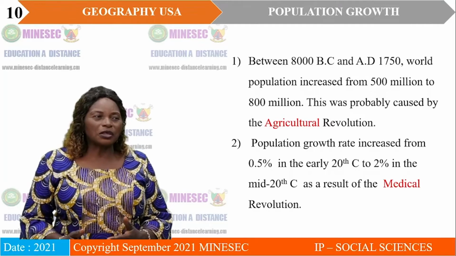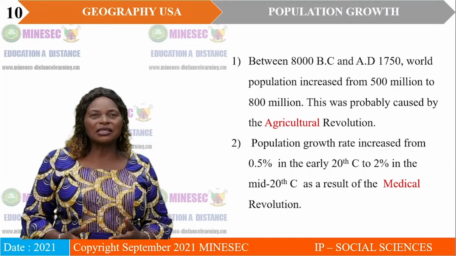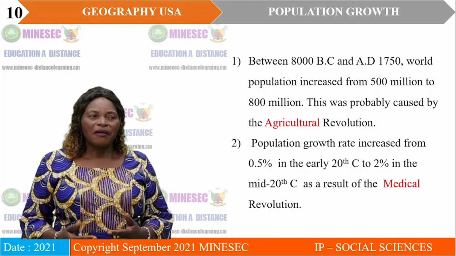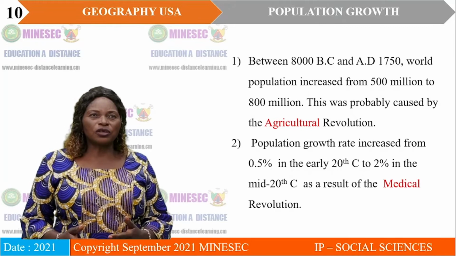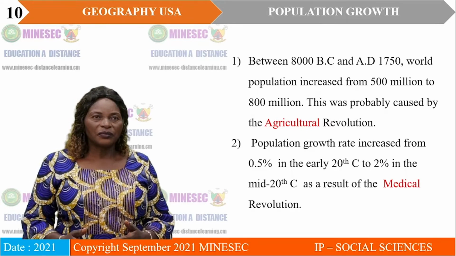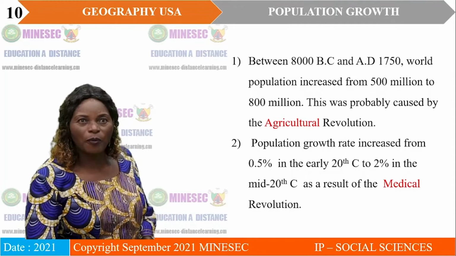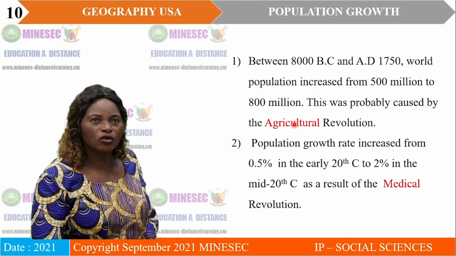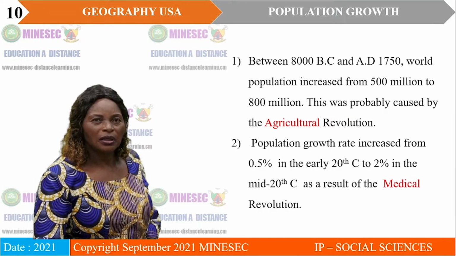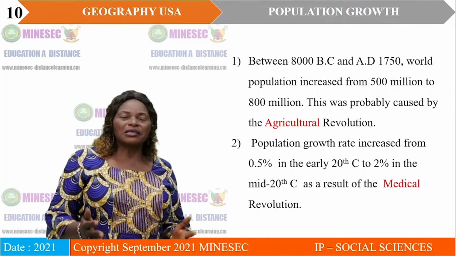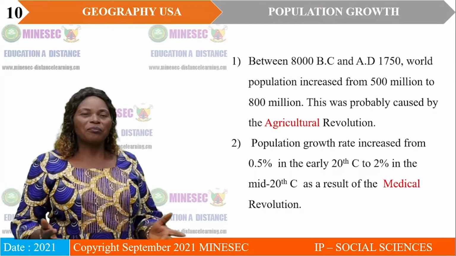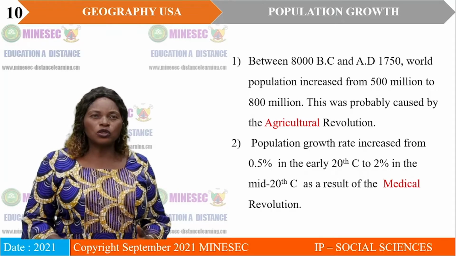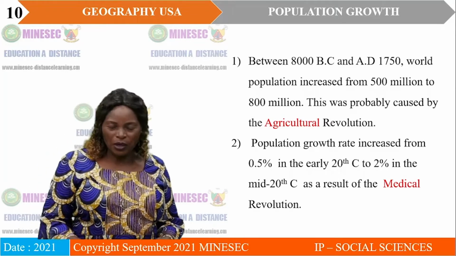Between 8000 BC and AD 1750, world population increased from 500 million to 800 million. This was probably caused by, the answer here is, the agricultural revolution. And it is at this time that man domesticated plants and animals and was able to produce more food, which could sustain the growing population.